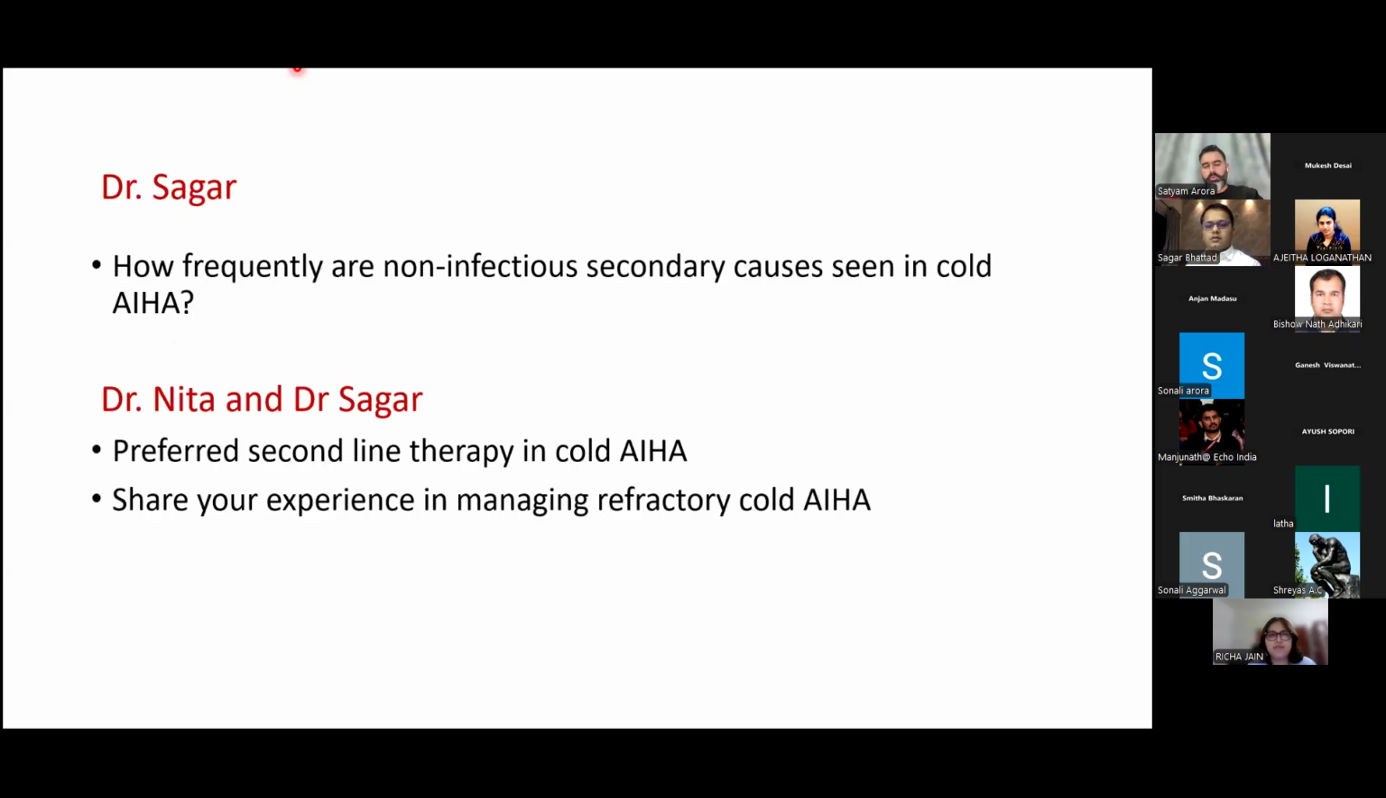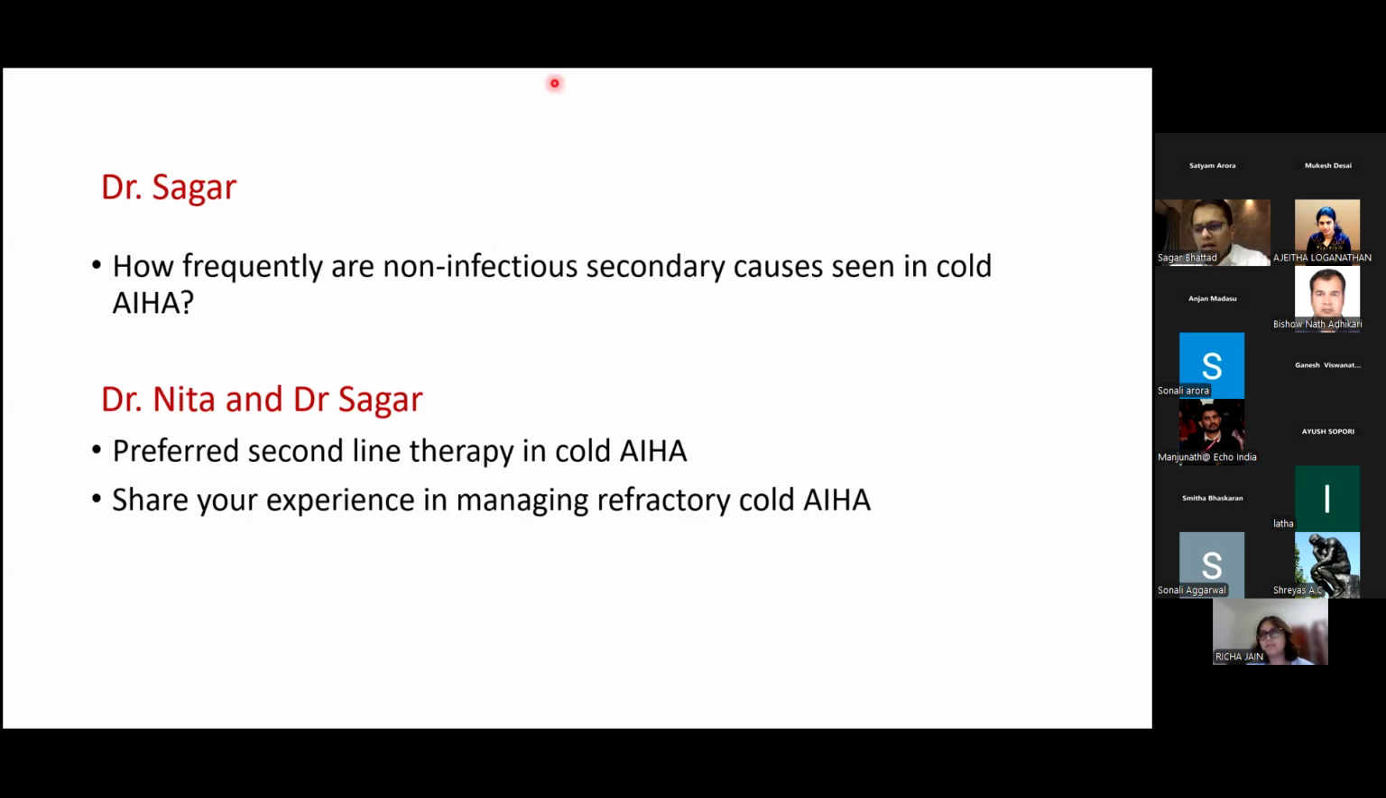But this child did not behave very typically and continued to have recurrent hemoglobin drops. So, Dr. Sagar, how frequently are non-infectious secondary causes seen in cold AIHA? As such, I would say cold AIHA is very uncommon. And second thing is, even when you see cold AIHA, it is infections which are very common, like we discussed, mycoplasma and EBV.